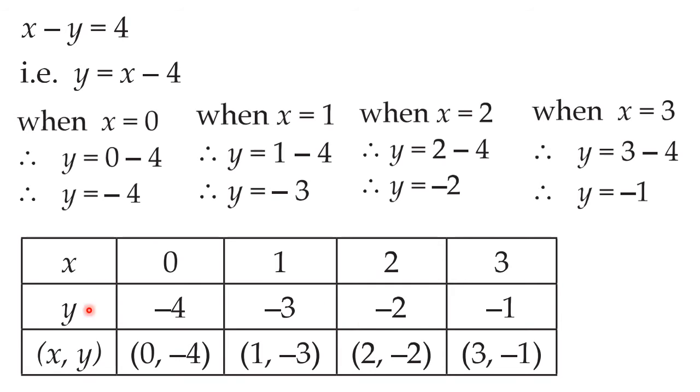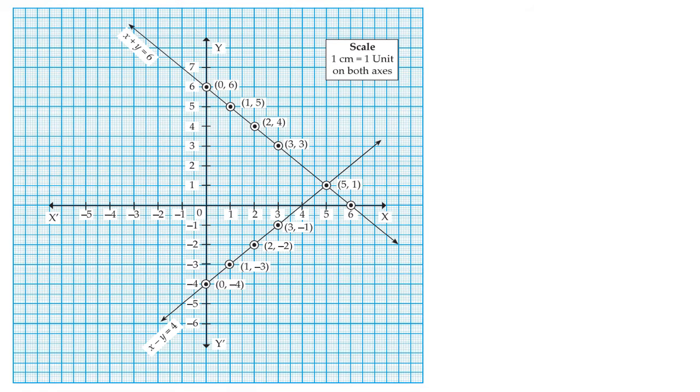Now again you plot all these points and draw the second line. Don't forget to write down the equation at one of the arrowheads. Okay. So after completing all these things, your graph will look like this. Correct? See, your graph will look like this.